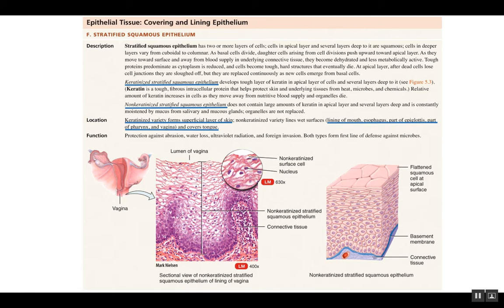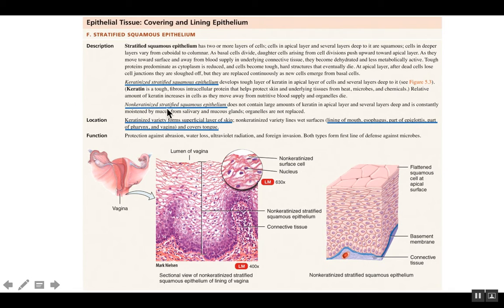There's two types of stratified squamous epithelium. There's keratinized and non-keratinized. Keratin is a protein found in many cells of the epidermis. So keratin is a tough, fibrous protein that helps protect the skin from heat, microbes, and chemicals. So when you see the word keratin, you typically think skin, hair, nails. What makes fingernails so tough and strong is the keratin that is found in those structures.